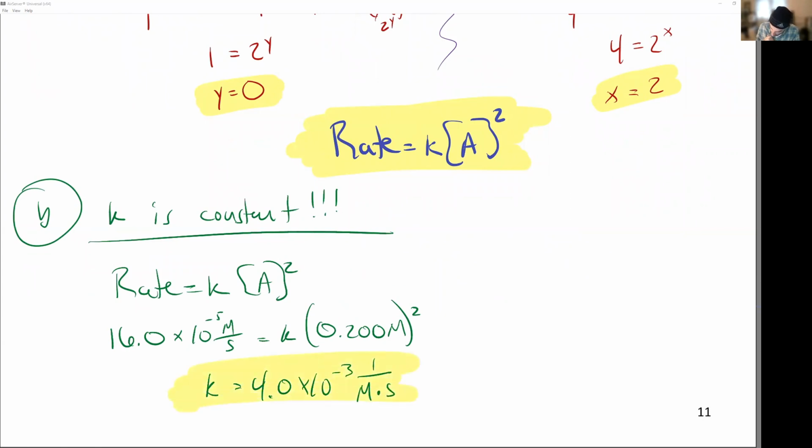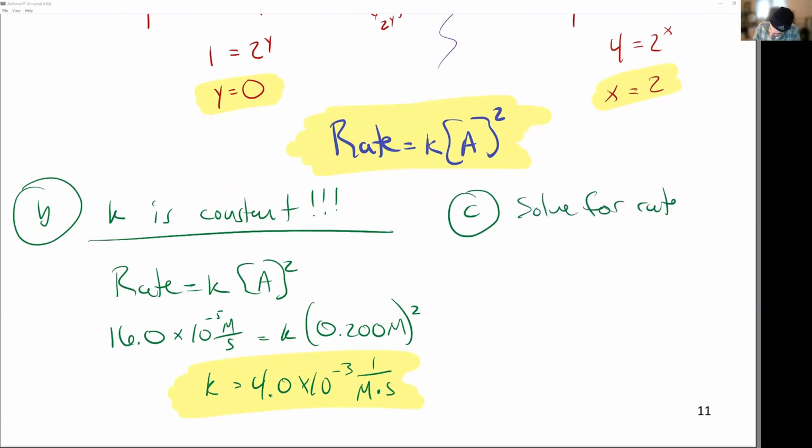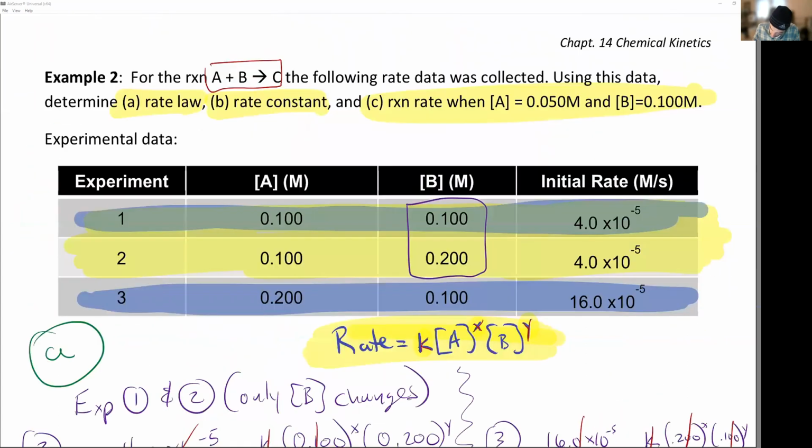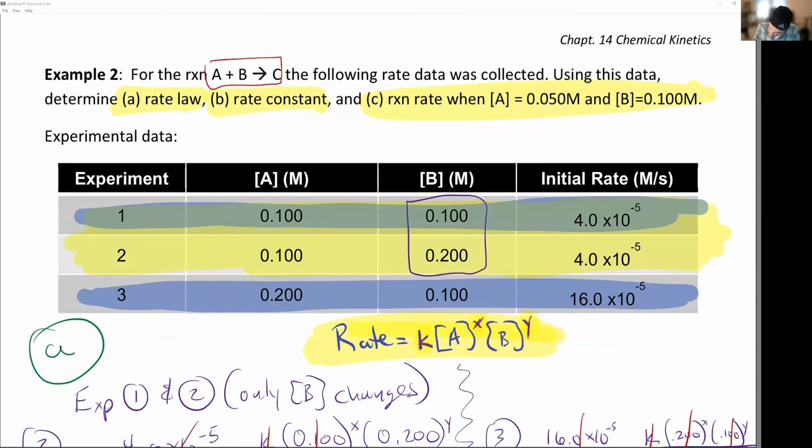And there we go. There's my K value. It's a very slow reaction. That's the other thing that we know. Now that we have K, we can do the last step. The last step, C, is to solve for rate when concentration of A is equal to what? Concentration of A is 0.050.